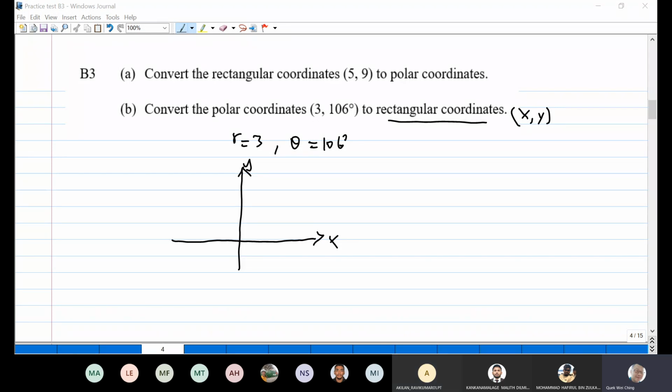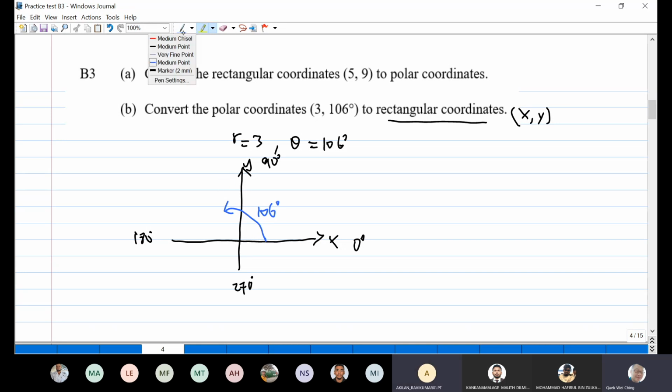Okay, so you have theta is 106, right? So this is 0 degree, 90 degree, 180 degree, 270, right? So 106 degree is actually a direction somewhere until here. It's 106 degree now. The direction is here from the origin.